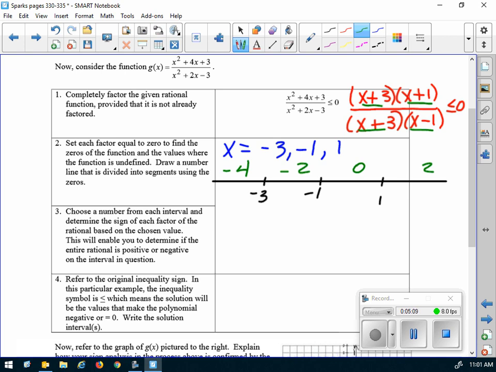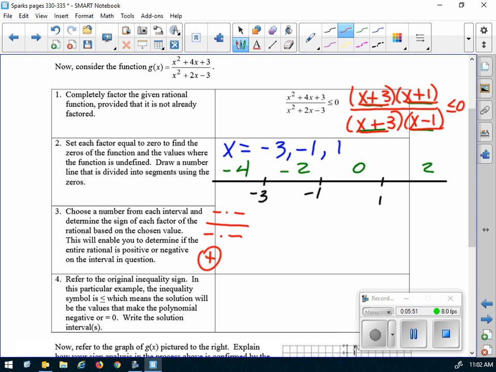So when x is negative 4, positive or negative? Times when x is negative 4, positive or negative? Divided by when x is negative 4, times when x is negative 4. So I've got a negative times a negative divided by a negative times a negative. What do I get? I get a positive. So right down here, I just want you to do this. We're going to do the same thing for our other numbers, negative 2, 0, and 2.